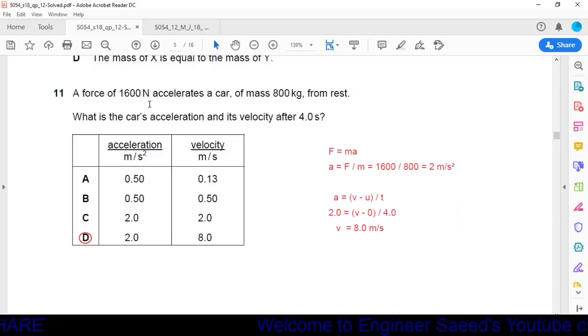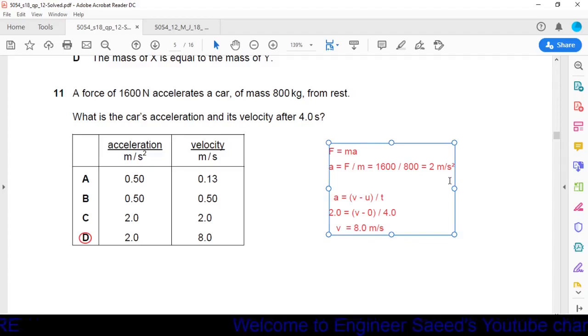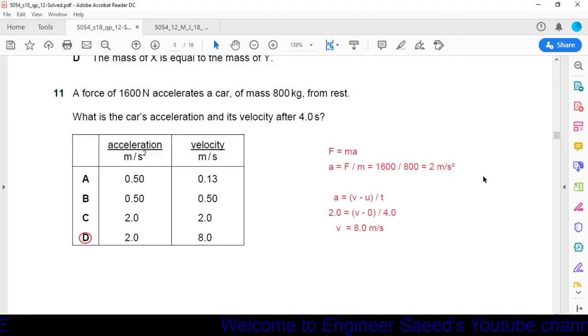Acceleration will be equal to force over mass. Force is given 1600, mass is given 800. So 1600 over 800 will be equal to 2 meter per second square. So acceleration is 2 meter per second square in options C and D. So we have to check C and D only, A and B are not possible now.